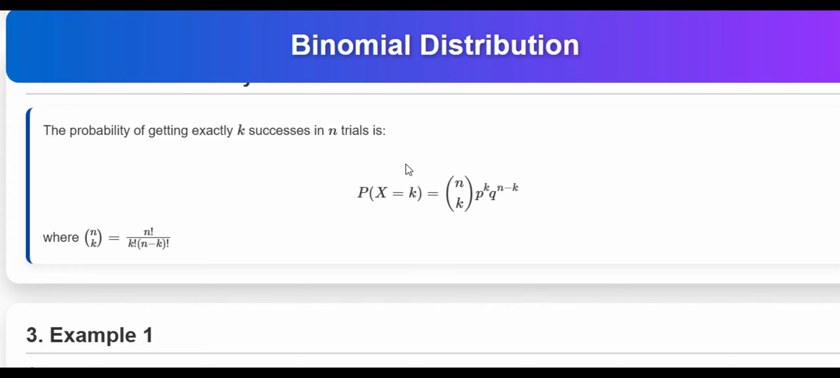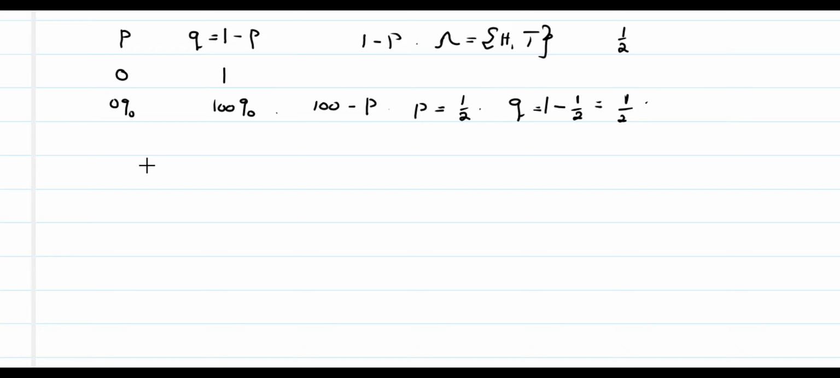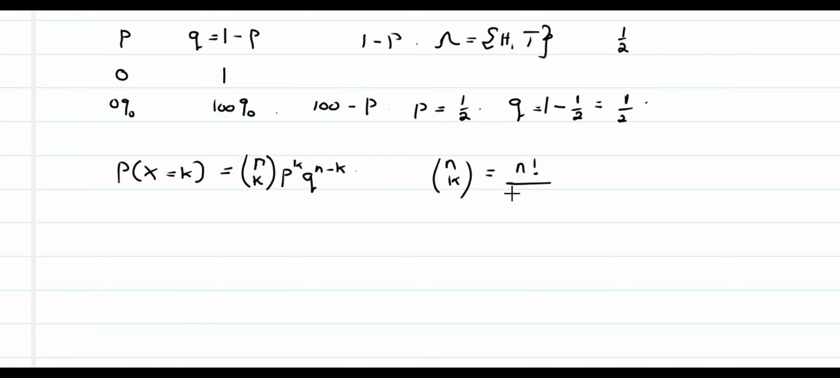So that's the logic of that statement. The binomial distribution formula is given by P(X = K) equals N choose K times P raised to power K times Q raised to power N minus K. What I mean here is this is the probability of choosing K items from N items, where N choose K is given by N factorial over K factorial times N minus K factorial.